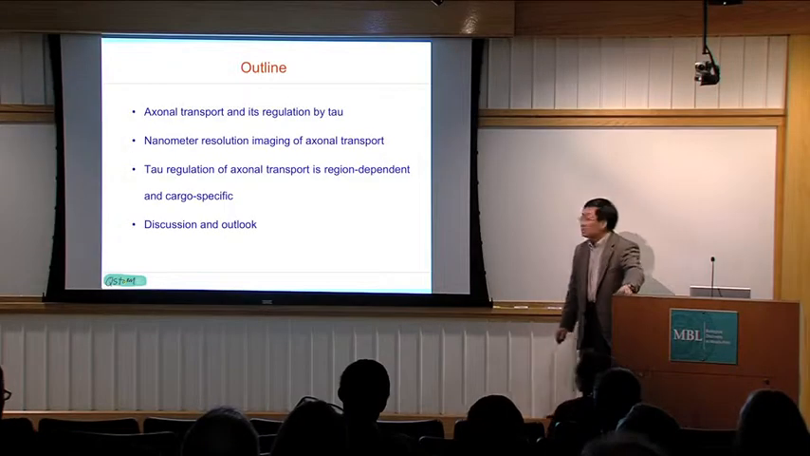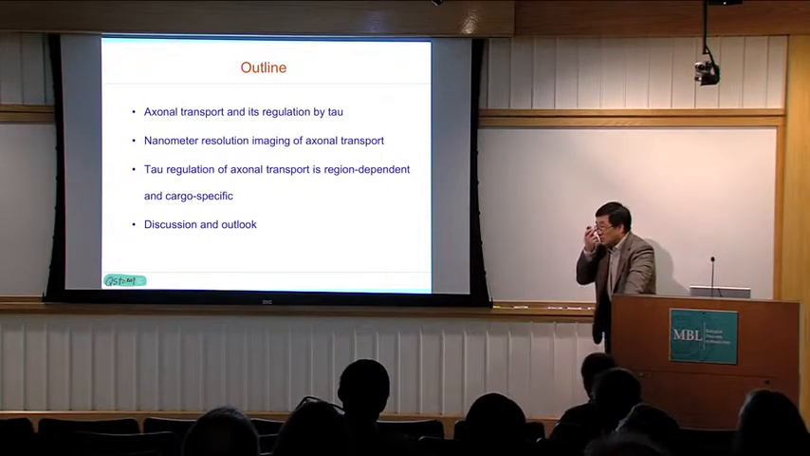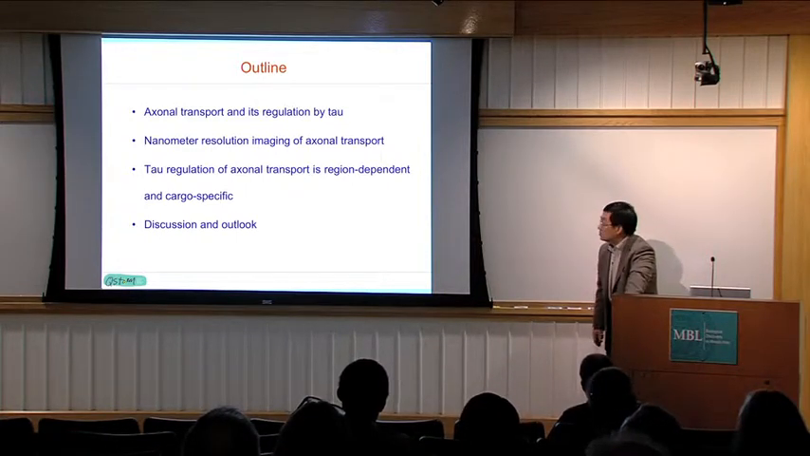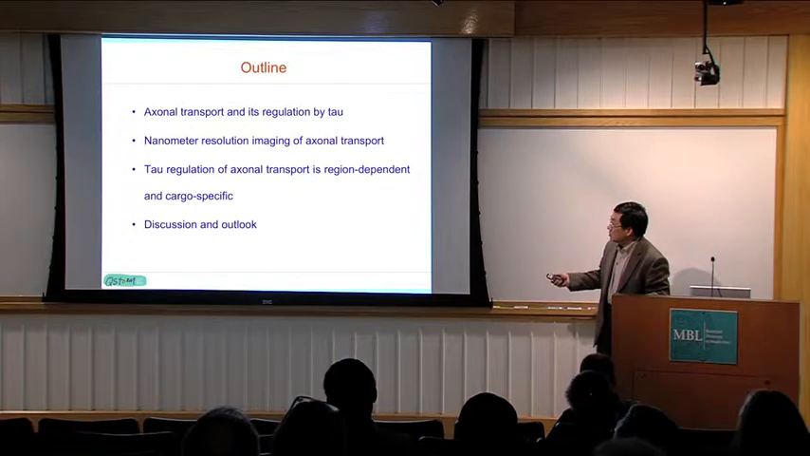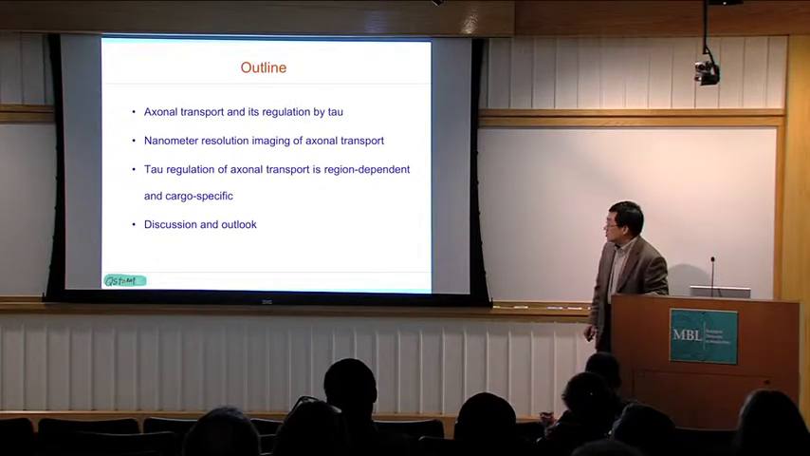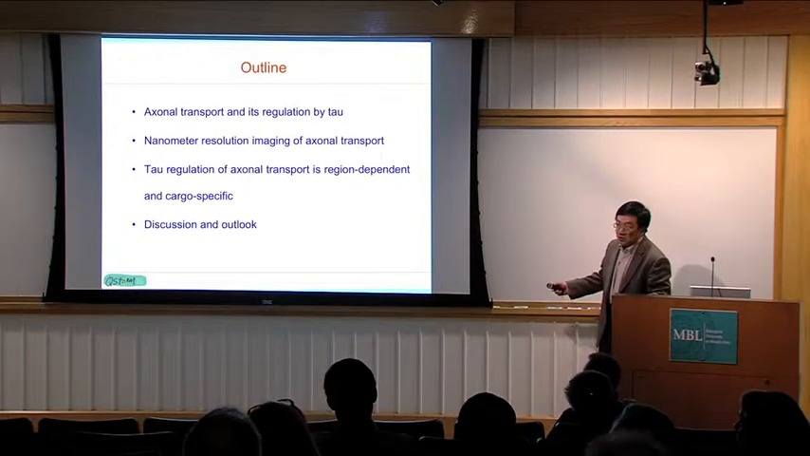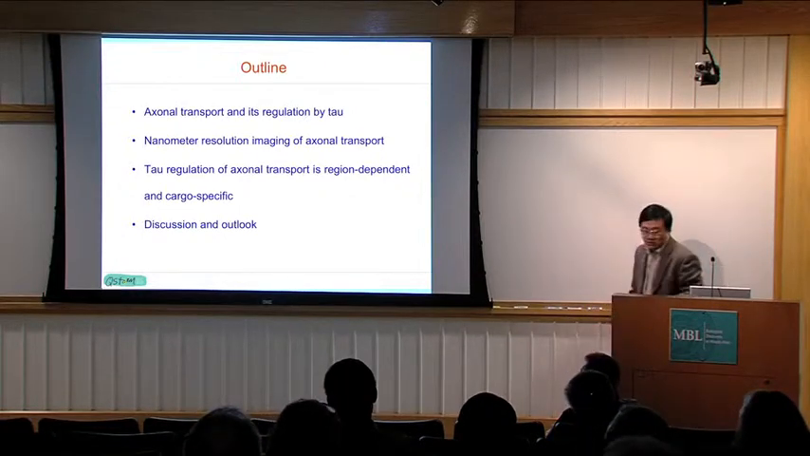Okay, so I want to start by telling you a little bit about the basic biology of axonal transport, and specifically, what we're interested in is its regulation mechanism by a microtubule-associated protein, tau. After that, I will tell you a little bit about the imaging work we have done, especially using STORM imaging. And then I will tell you the biological findings we have made so far, and I'll give you a discussion and outlook. So neurons are really polarized cells.